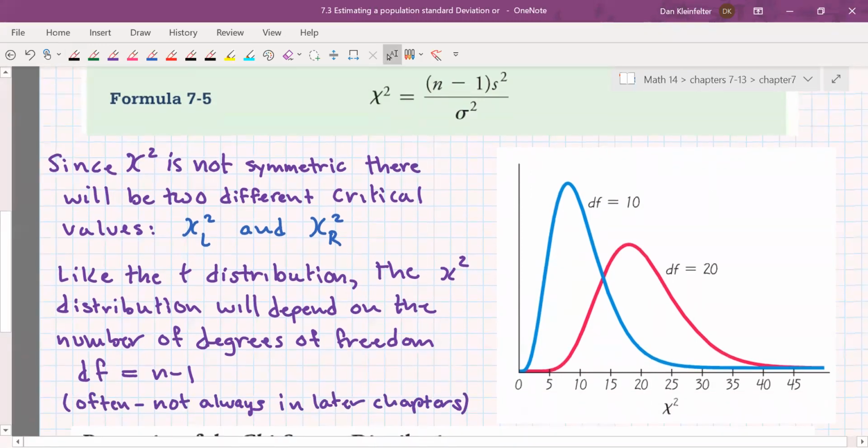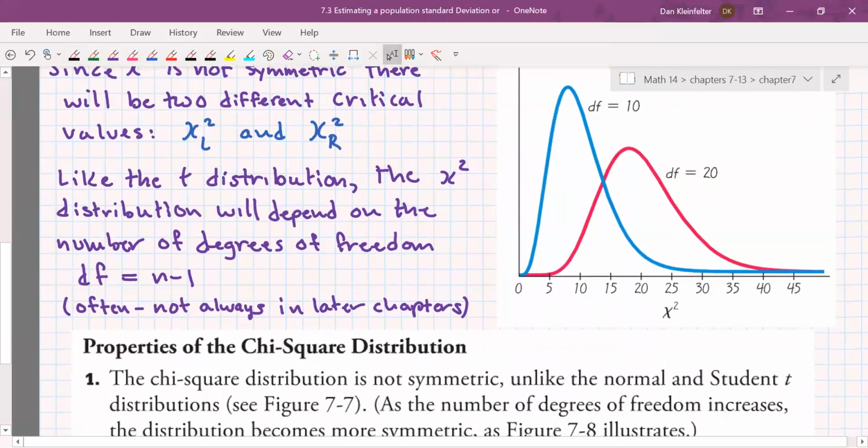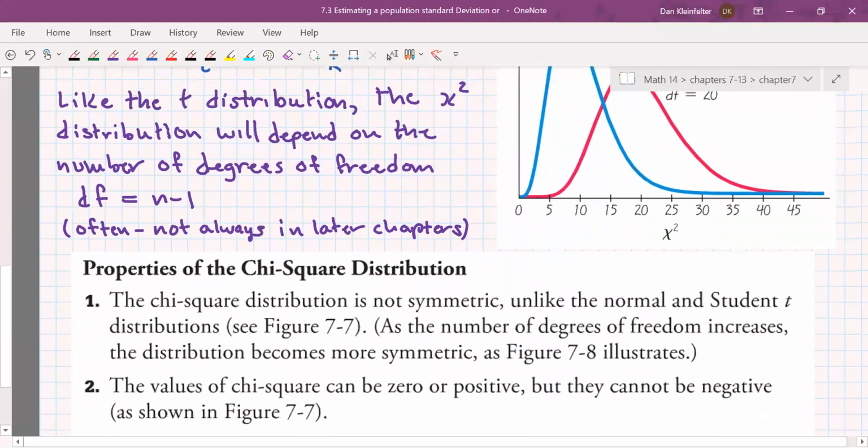The shape of the distribution, like the t-distribution, is going to depend on a degrees of freedom, which will be n minus 1, just like in the t-distribution. So in the picture here, degrees of freedom 10, you can tell that one is taller and more right skewed. At degrees of freedom of 20, it's less extreme looking, less tall and also less skewed. Since the chi-square distribution isn't symmetric, we're going to need two different critical values, a chi-squared left and a chi-squared right. So we'll have to look up two values in a table.